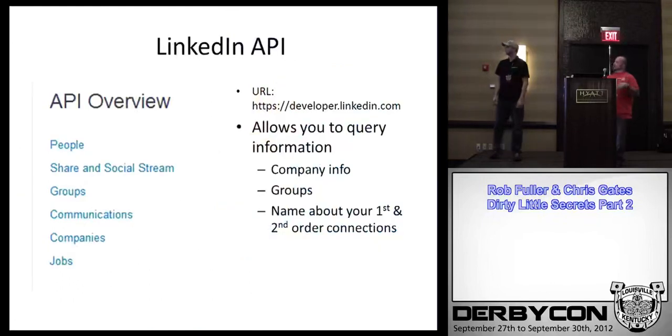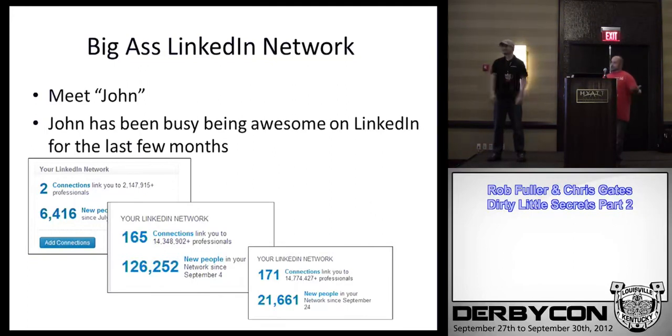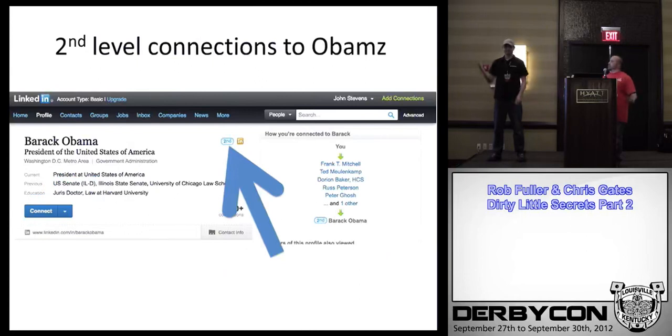The API gives you the ability to do queries on people, groups, companies, everything else. And you only get names from your first and second order connections, which becomes important later. For the past couple months, Rob and I have been busy with John making a big LinkedIn network. John's awesome. Now he has 171 connections, which connect him to 14 million people. So why? Well, you get cool things like second level connection to Obama if you do that.